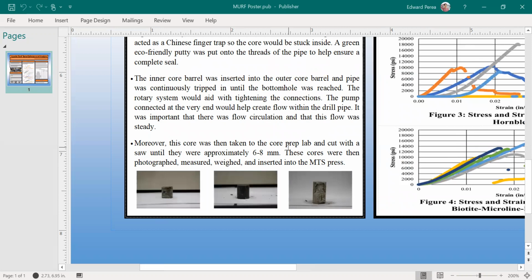It was taken to the core prep lab, and it was cut with a saw until it was about 6 to 8 millimeters in length. And then these cores were photographed, measured, weighed, and inserted into the MTS press. What the MTS press does is that it would press on them until they failed. And here we have a really quick video to show what that process looked like.